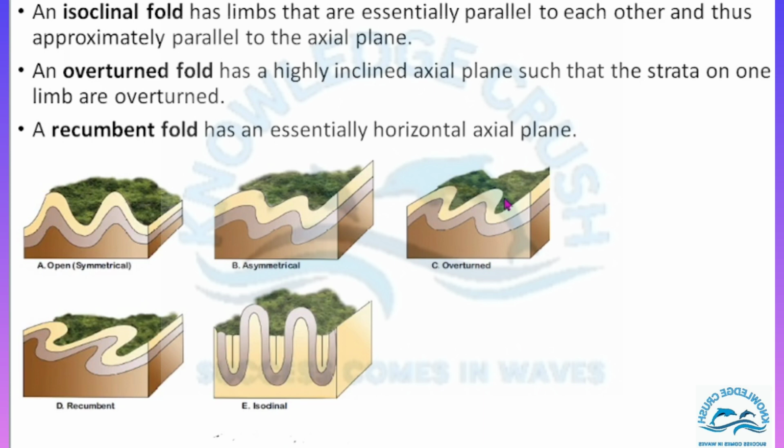And the last fold is the recumbent fold. See, this is recumbent. Here we see the axis has become completely horizontal. Firstly in the symmetrical fold it was completely vertical, but if we draw here, what we exactly see is a horizontal axial plane, and this is called the recumbent fold.